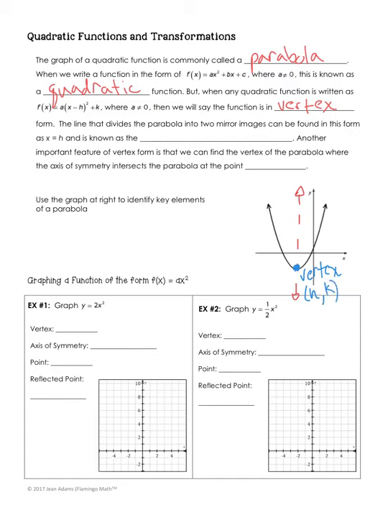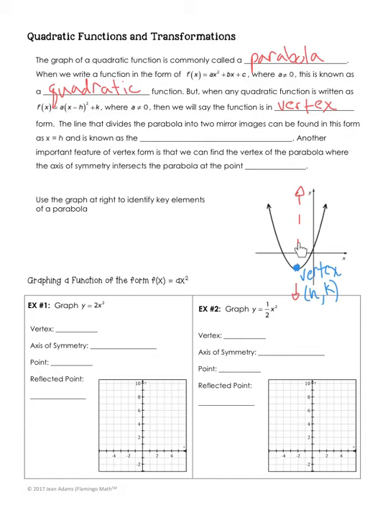So h is going to be the x value of the vertex, which makes sense because this h is our right-left movement, and the x-axis goes right-left. And then k is the y value of the vertex, and that's referring to this k here, which makes sense because that's our up-down movement, and the y-axis is up and down.